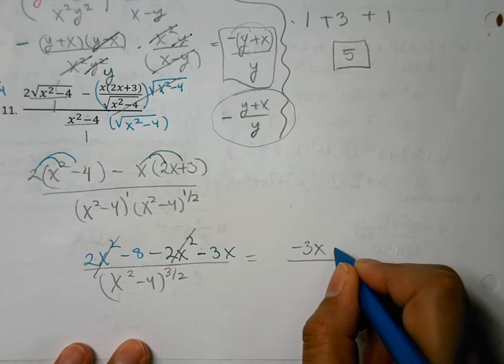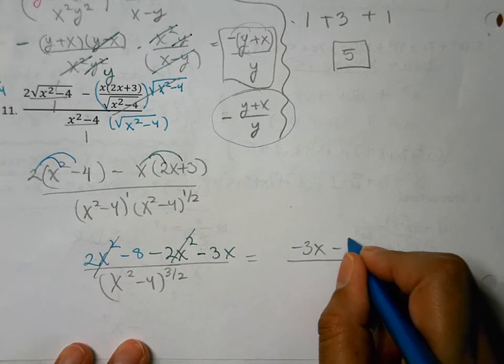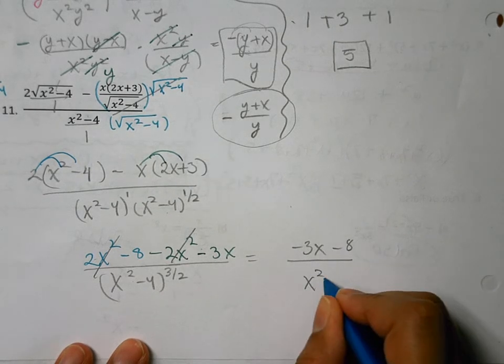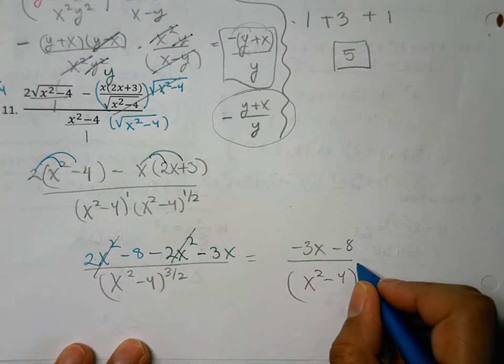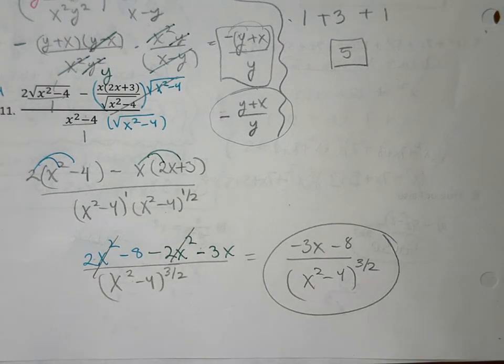Okay. 2x squared. Do the x squareds undo each other? Leaving behind negative 3x squared minus 8. 3x squared or just 3x? Oh, 3x. Okay, negative 3x minus 8 over x squared minus 4 raised to the 3/2. Expect one of those on the test.